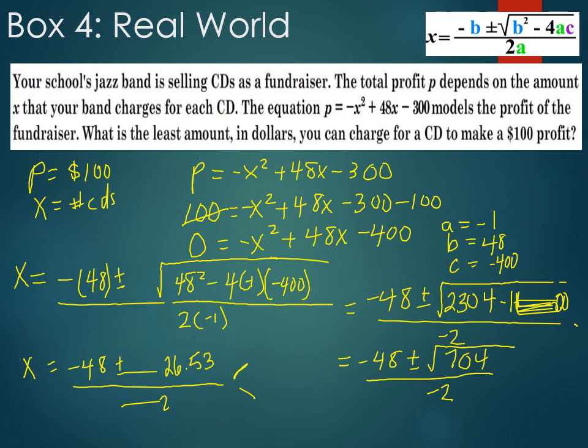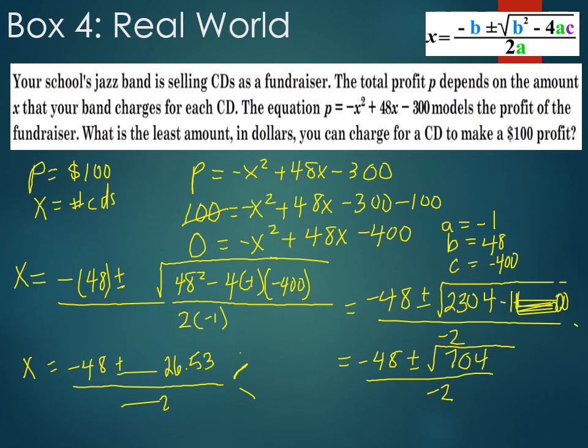Why don't you leave it at the square root? Because it's a real world problem. When you go to the grocery store, do they tell you your cost is square root of $2?